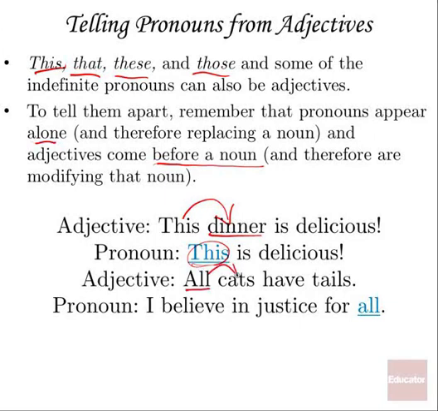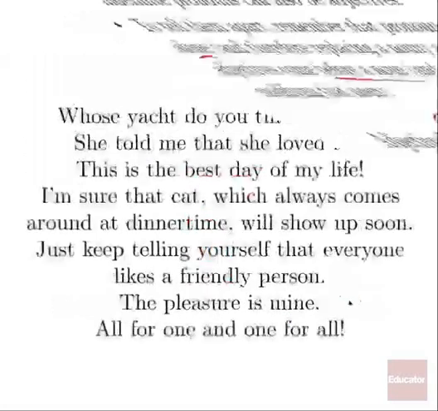All cats have tails. All, in this case, modifies cats. But the pronoun version would be something like, I believe in justice for all. All meaning all people, but it's standing in for the noun people. I believe in justice for all. You can also tell that it's acting like a noun because it is the object of the preposition for. But we'll get to prepositions in a later lesson.